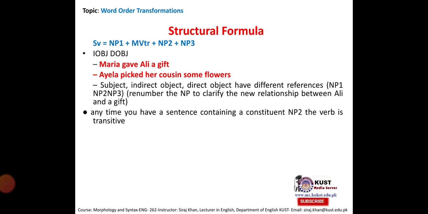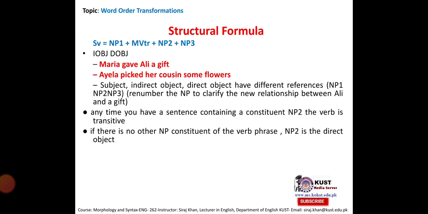Anytime you have a sentence containing a constituent noun phrase 2, the verb is transitive. If there is no other noun phrase constituent of the verb phrase, noun phrase 2 is the direct object. When you have both noun phrase 2 and noun phrase 3, the verb is still transitive, but the sentence contains an indirect object. What is used to identify a direct object? What, and to or for whom identifies the indirect object recipient.